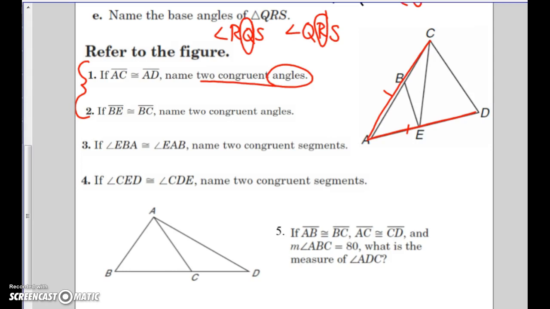I would absolutely accept angle D, but if you write angle C, I'm going to count it wrong. Why? Are you talking about this angle right here, or are you talking about the entire angle? The entire angle. I want the entire angle, so how else could I name it to make sure?